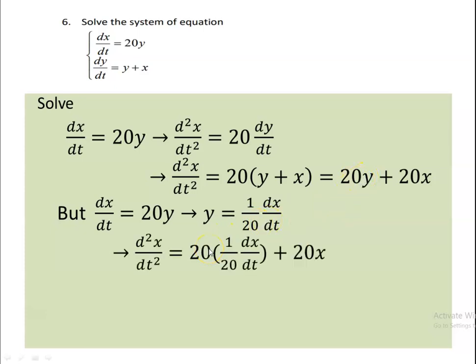So this turns out to be d squared x over dt squared is equal to 20 into, now look students, in place of y I can use 1 over 20 dx over dt, plus 20x. Now 20 can be cancelled by 20, and moving the right expression to the left, I can have this. So this basically is a second order differential equation with constant coefficients. I can solve this by using the characteristic equation approach. So the solution can be obtained as you see.